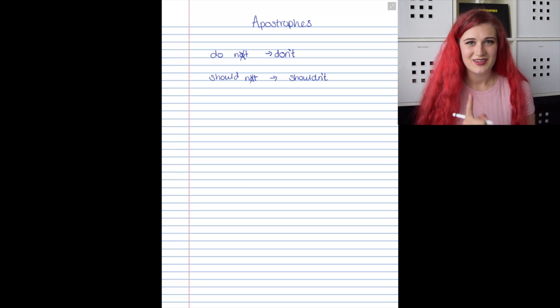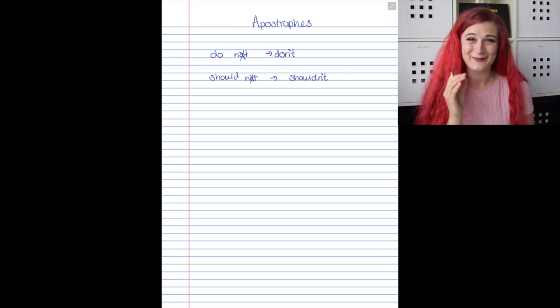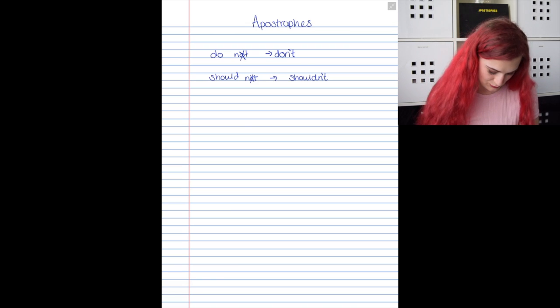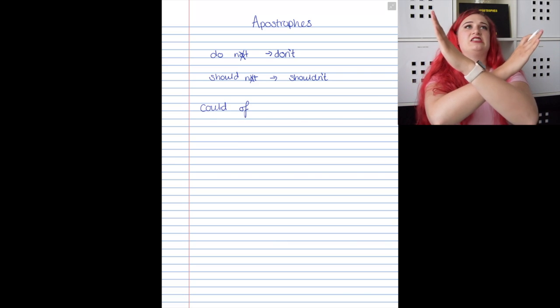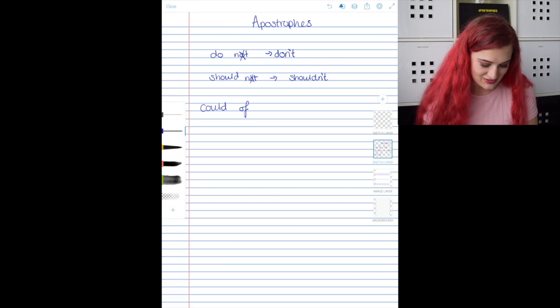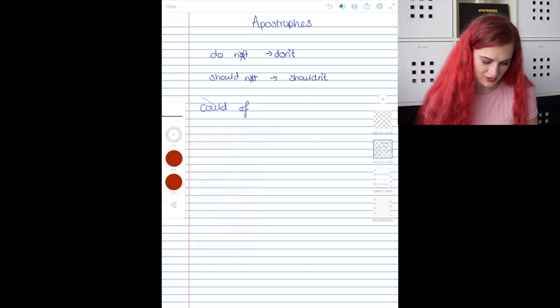This one is a big pet peeve of mine. I get really annoyed if I see this in writing. It is when someone has done this: could of. Big no-no, it is not could of. There is a reason why we say could of. I'm going to put a big cross through that because we don't write could of.